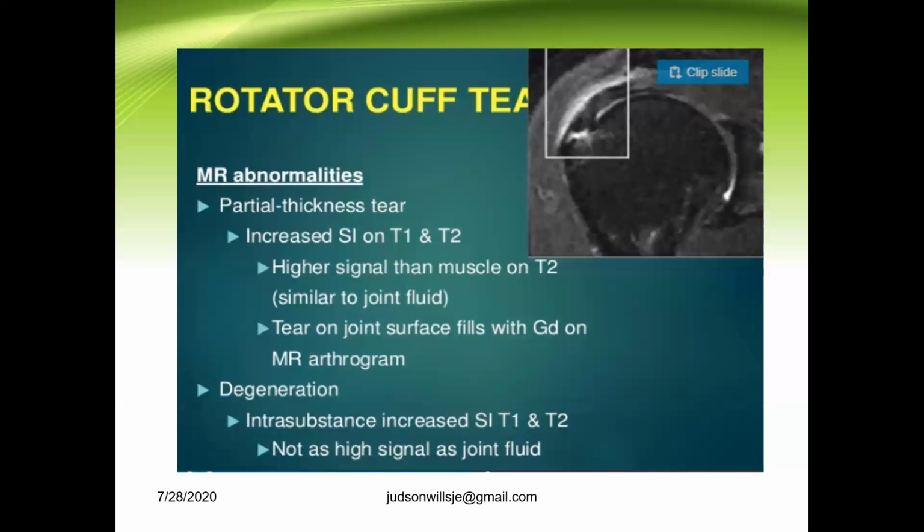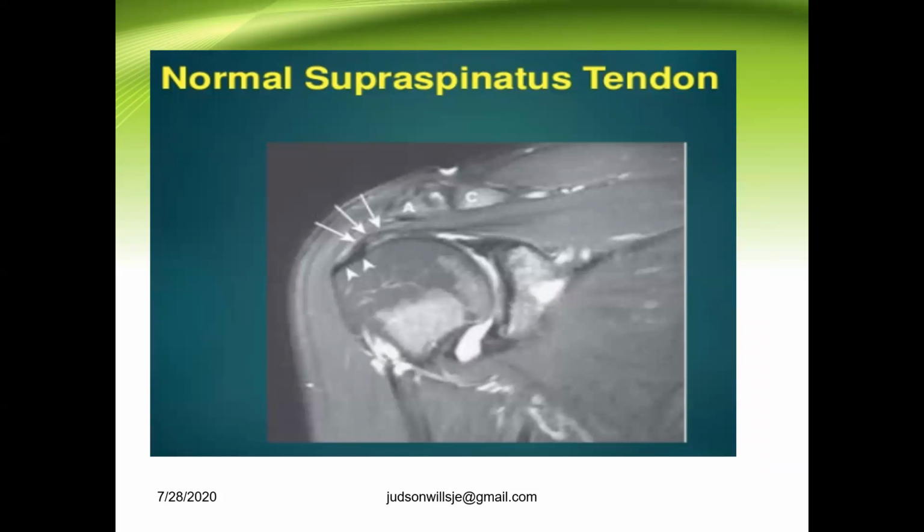And this is another slide showing rotator cuff tear. You can see it's a partial thickness tear. Here also you can see the T1, T2 increased signal intensity. It will be higher signal than the muscle in T2. That's because there is fluid, and that's the reason it's showing bright signal. And it's another picture of normal supraspinatus tendon. You can see the tendon nicely over here. This is the tendon.